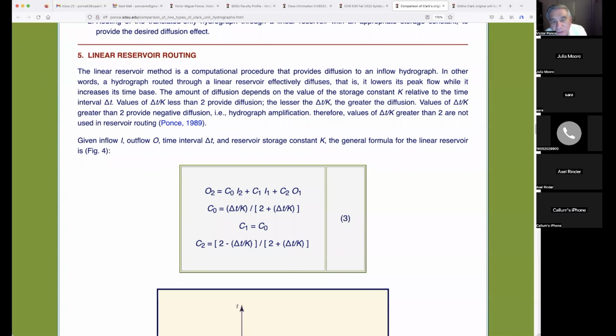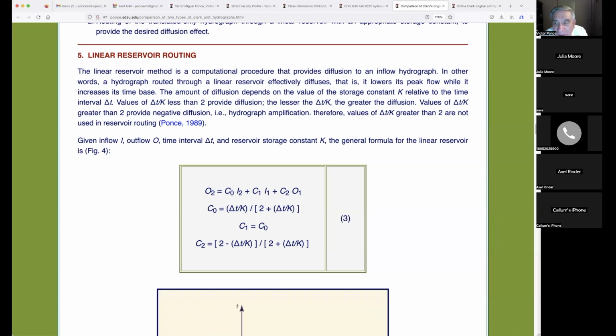The amount of diffusion depends on the value of the storage constant K relative to the time interval delta T. There's always a time interval in these situations. Values of delta T over K less than 2 provide diffusion. The lesser the delta T over K, the greater the diffusion. We are going to be explaining this in a clearer way later on. Let's just take it at this point. Maybe too much too soon, but so be it.